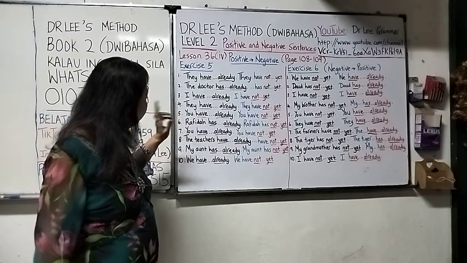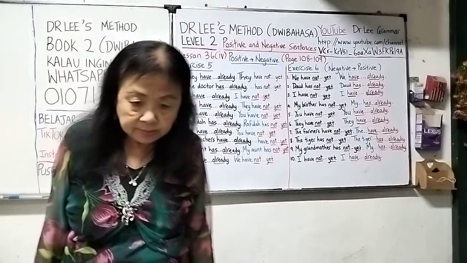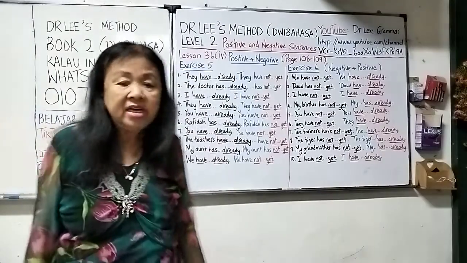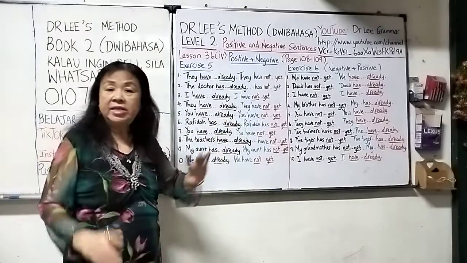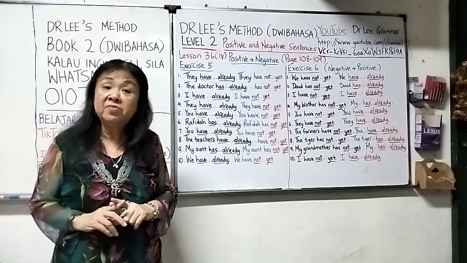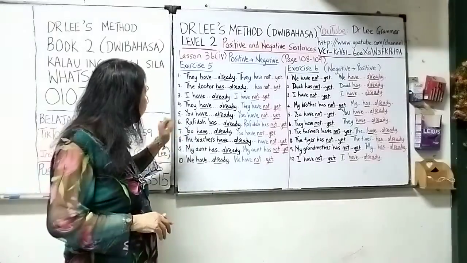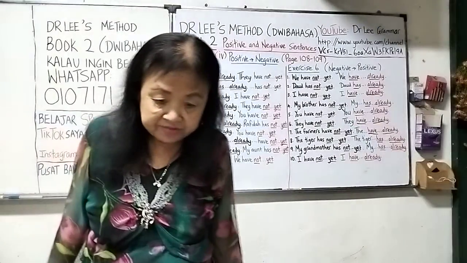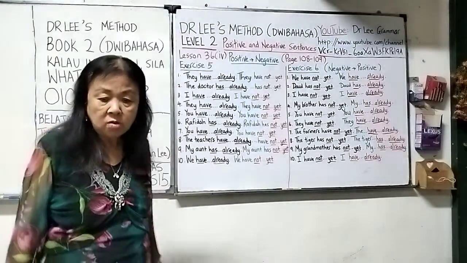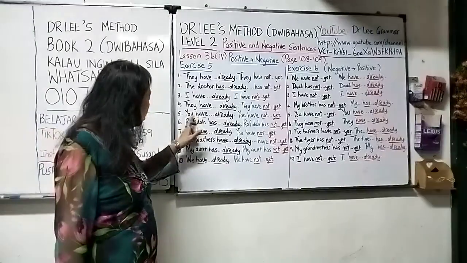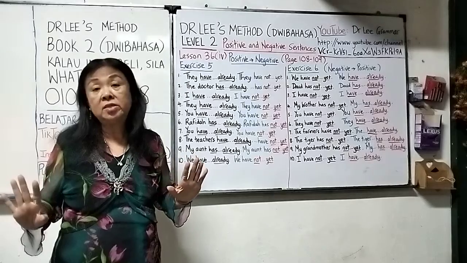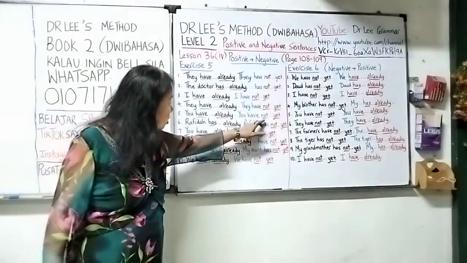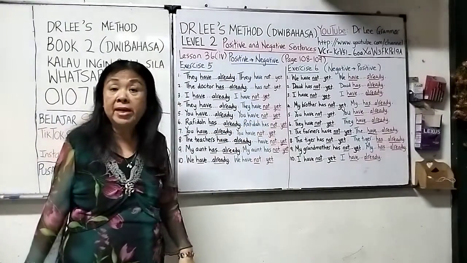And number 4, they have ironed their uniforms already. Have already. Negative: they have not ironed their uniforms yet. Number 5, you have heard that song already. So you have already. Negative: you have not listened to that song yet. So when you use the word not, remember to follow it with yet.